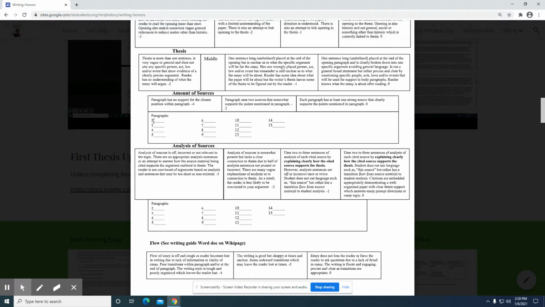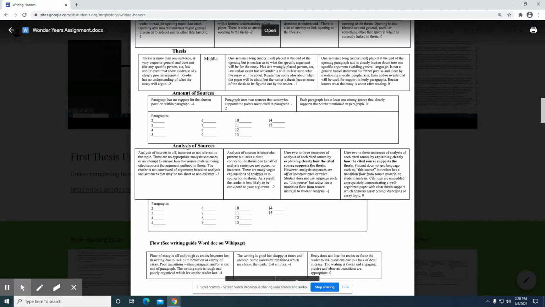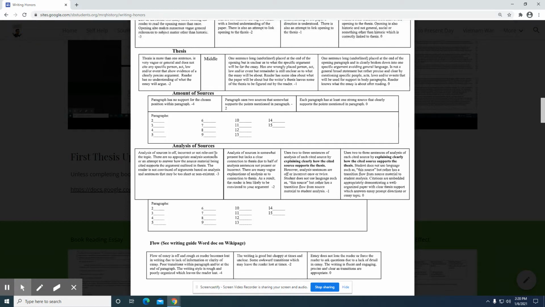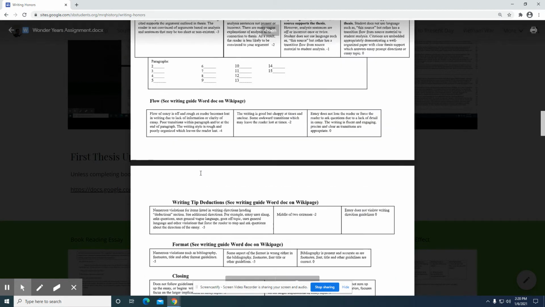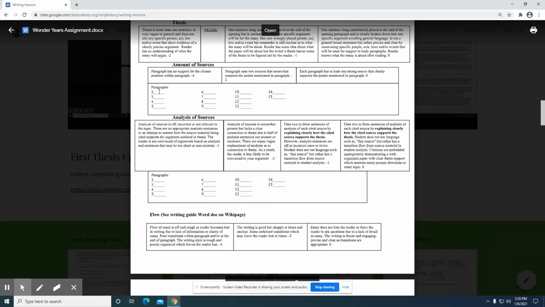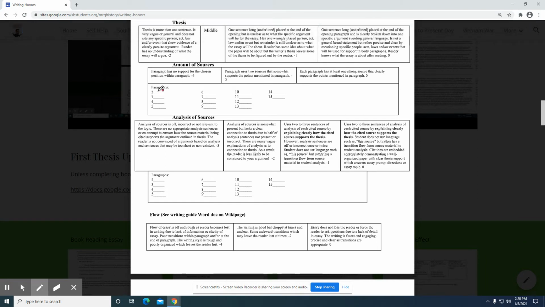Now this section is not saying you need 15 paragraphs and then 15, making this 30. I'm going to be looking at your analysis of the source. So for paragraph 2, which happens to be about suburban growth, I'm going to be looking at suburban growth. I'm going to be looking at it here as well as here. I'm going to be looking at the sources that you have, as well as your analysis of those sources.